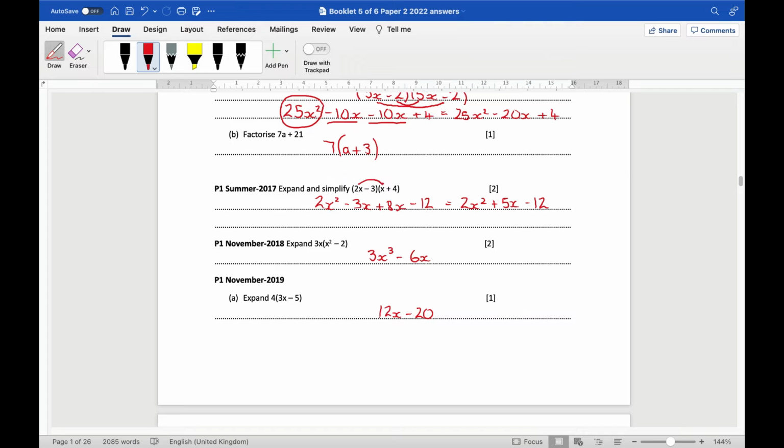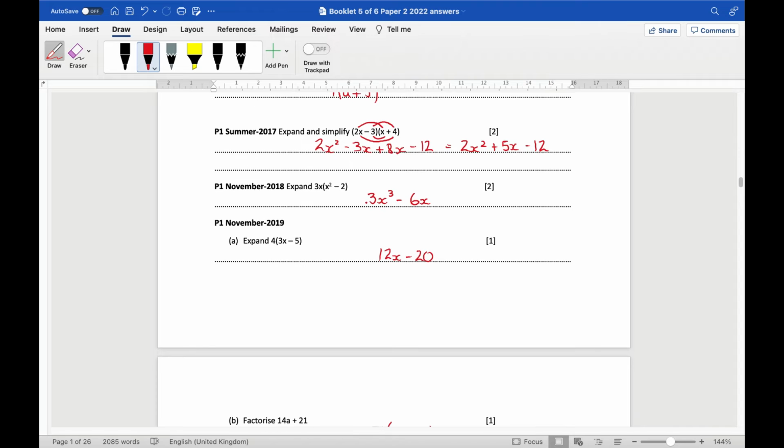Again, another double brackets for you to check, have a go at. Confirm you get the same as me. FOIL or smiley face, whatever you prefer. Expand in single bracket.